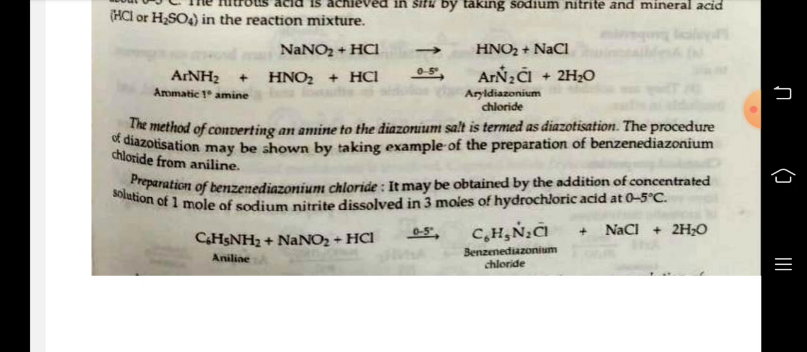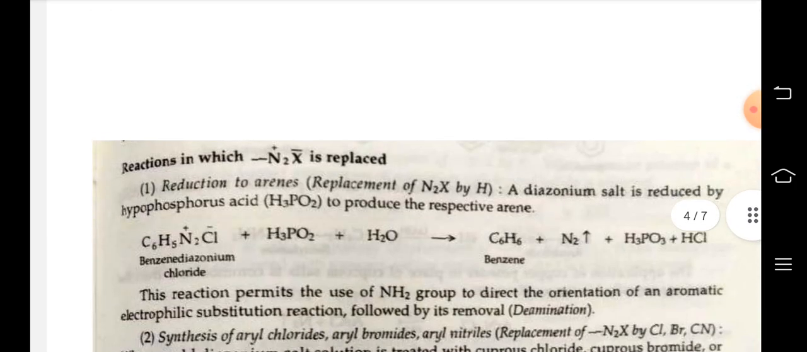The procedure of diazotization may be shown by taking the example of the preparation of benzene diazonium chloride from aniline. Preparation of benzene diazonium chloride. It may be obtained by the addition of a concentrated solution of 1 mole of sodium nitrite dissolved in 3 moles of hydrochloric acid at 0 to 5 degrees Celsius. C6H5NH2 plus NaNO2 plus HCl at 0 to 5 degrees Celsius gives benzene diazonium chloride, that is C6H5N2+ Cl-, plus NaCl plus 2H2O.